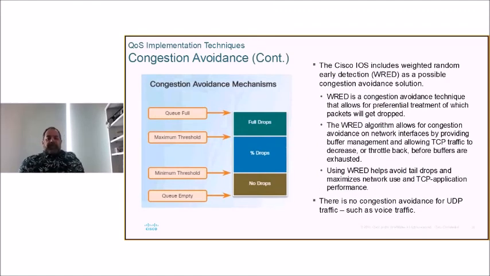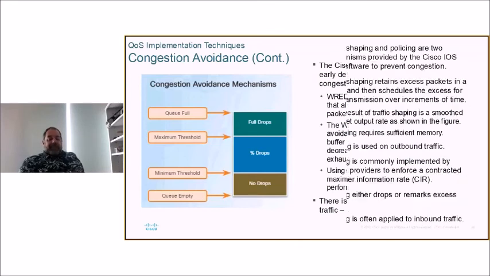Cisco IOS includes weighted random early detection as a possible congestion avoidance solution. With WRED, it's a congestion avoidance technique that allows for preferential treatment of which packets will get dropped. The WRED algorithm allows for congestion avoidance on network interfaces by providing buffer management, allowing TCP traffic to decrease or throttle back before buffers are exhausted. Using WRED avoids tail drops and maximises network use and TCP application performance. There is no congestion avoidance for UDP traffic, such as voice traffic, because there's no flow control.